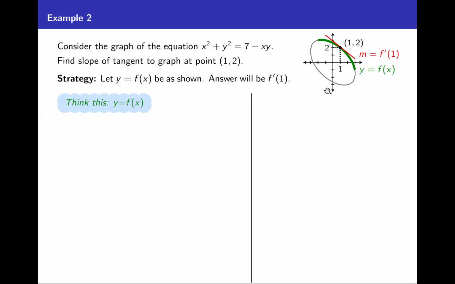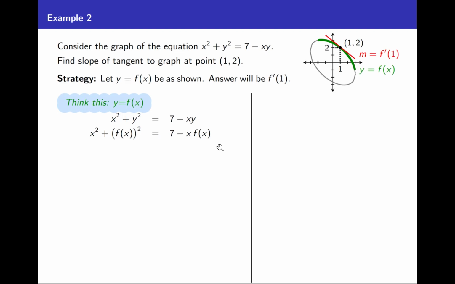Whenever you're working a problem like this, involving implicit differentiation with an implicit function y equals f of x, think this, y equals f of x, just as shown here. And that y occurs in the equation x squared plus y squared equals 7 minus xy. So always in these problems, you're remembering that the y that occurs in the equation is an f of x. So let's plug in an f of x everywhere we see a y. We get x squared plus f of x squared equals 7 minus x times f of x.